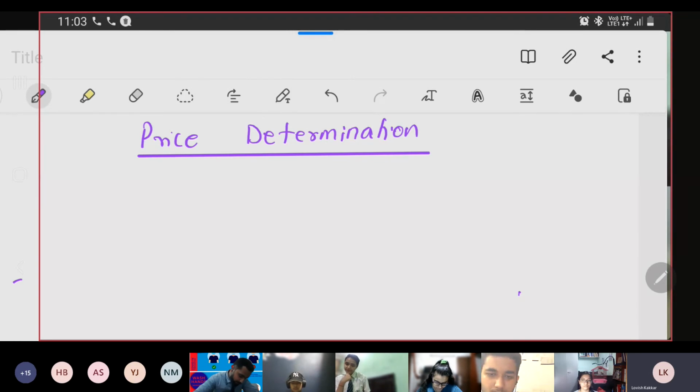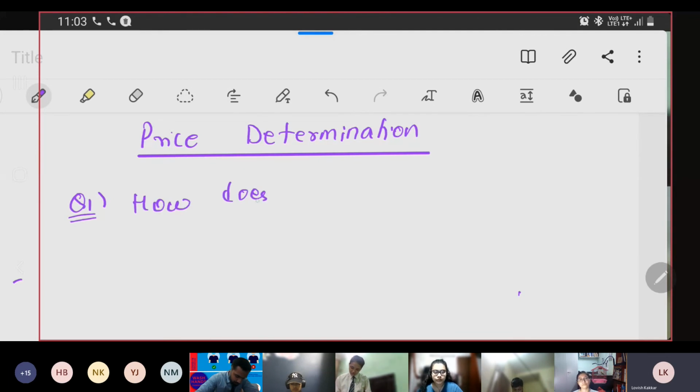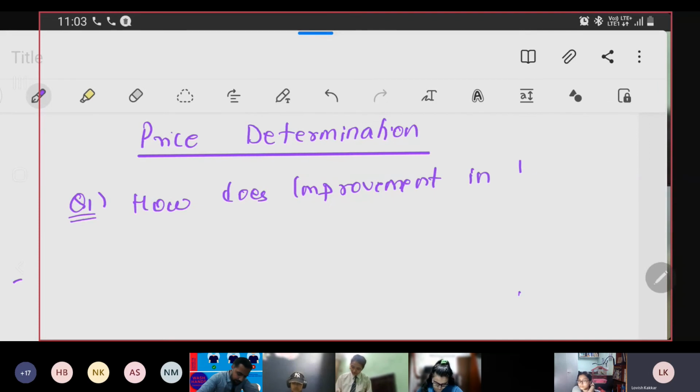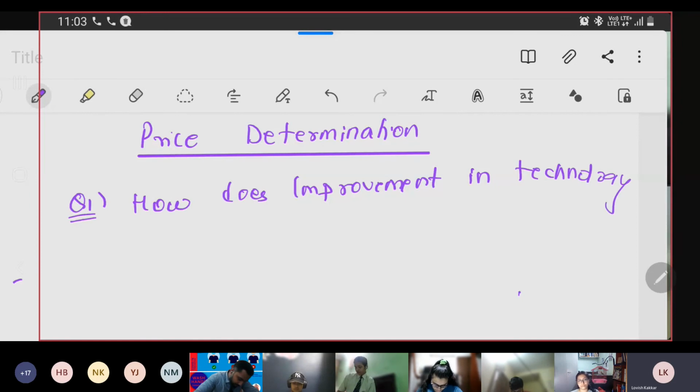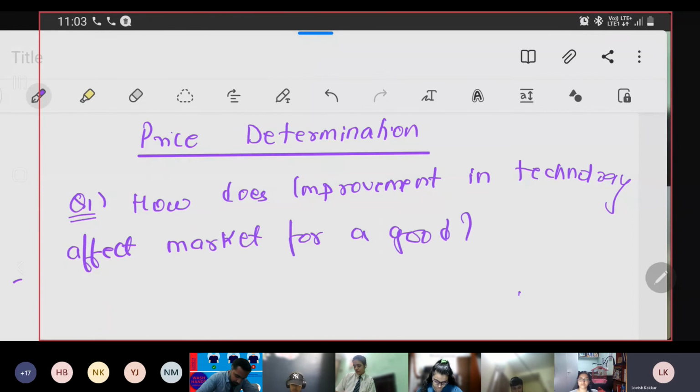So, question is, let's say there's a question: how does improvement in technology affect market for a good? So, how does an improvement in the way or method of producing a product lead to change in quantity demanded and equilibrium price in the economy?